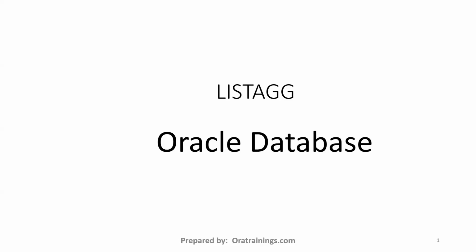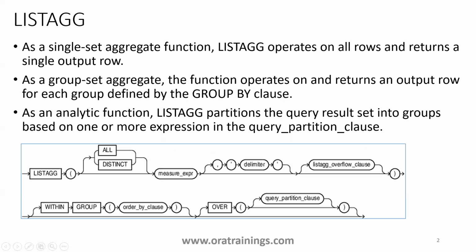In this session, we'll discuss an aggregate function called LISTAGG, and let's see the content of it. So, LISTAGG is a single set aggregate function, and it operates on all the rows and returns one output row. And the major functionality of this one is it just clubs all the set of records and provides one column. It's separated by a delimiter, which is mentioned in the syntax.